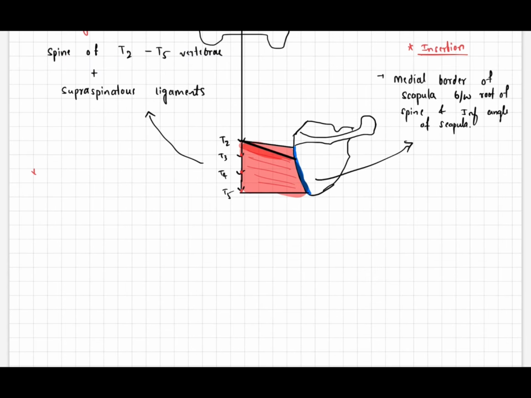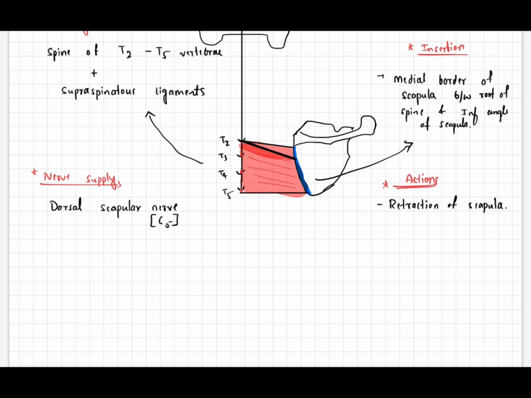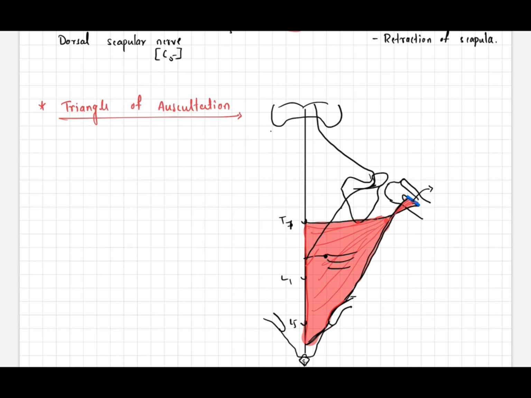And nerve supply of the rhomboid major. It is supplied by the dorsal scapular nerve. Its root value is C5. And the action of the rhomboids is retracting the scapula, as in squaring of the shoulder.